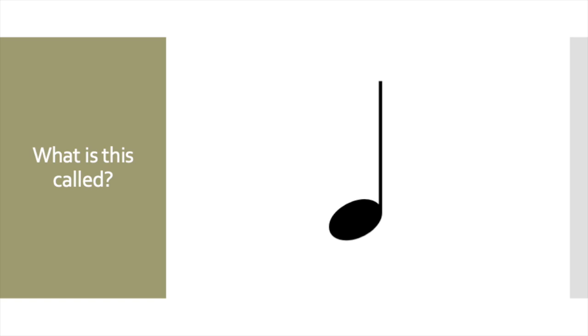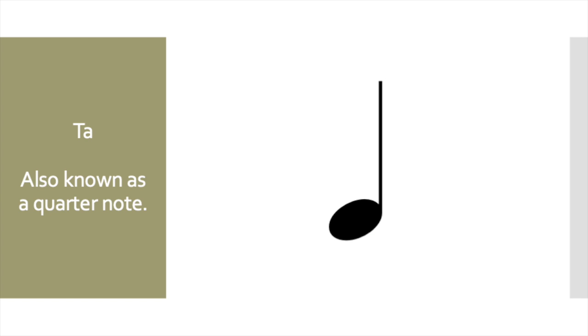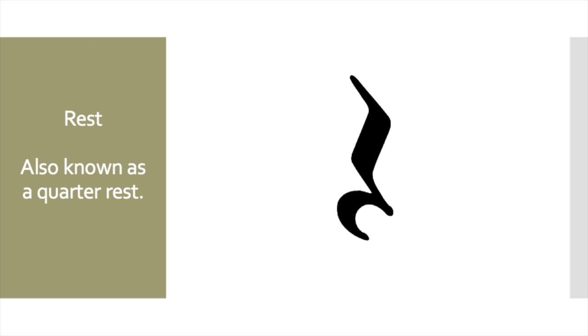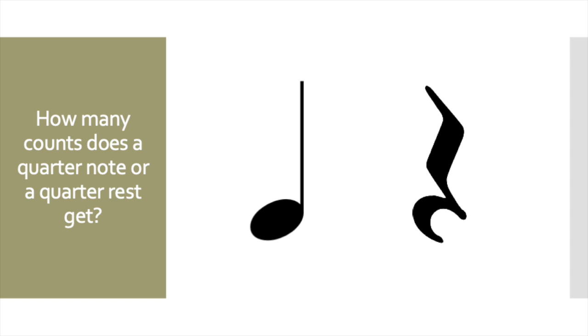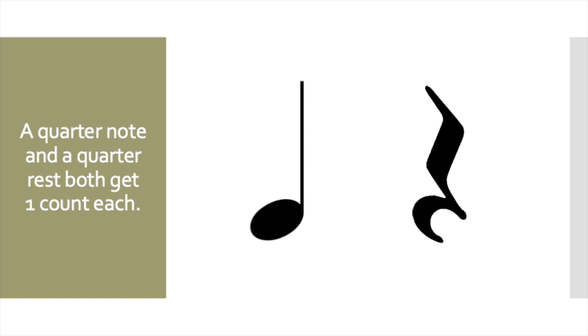Now let's review all the note values you've learned so far. What is this called? It's ta, also known as a quarter note. What is this? It's a rest, also called a quarter rest. How many counts does a quarter note or a quarter rest get? You're right. They both get one count each.